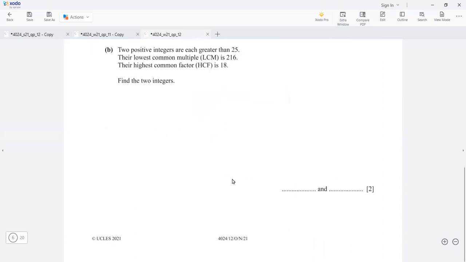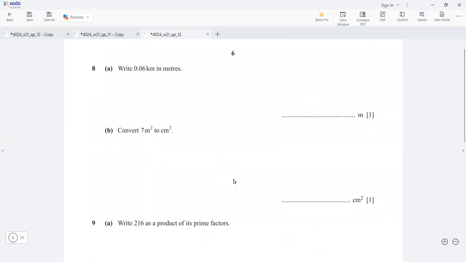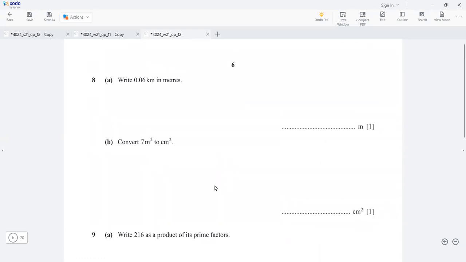So moving towards question number 8. In question number 8, it's basically conversion of units. So we have to convert kilometers into meters. First of all, we have to remember the conversion rate, that is 1 kilometer equals 1000 meters. So if we want to convert kilometers to meters, we have to multiply with 1000, because we are converting a bigger unit to a smaller unit.